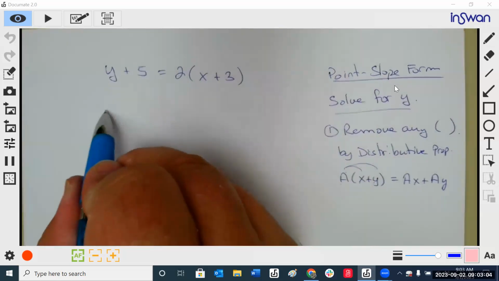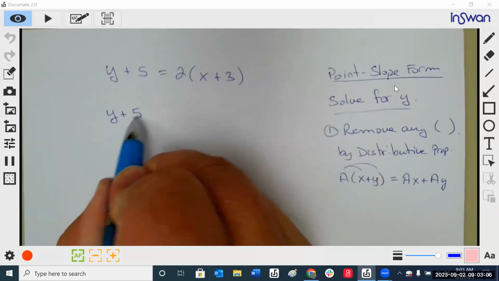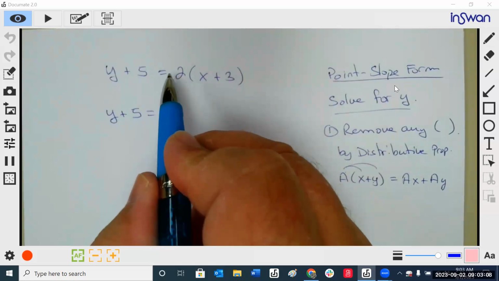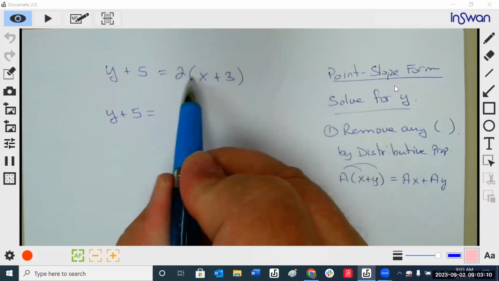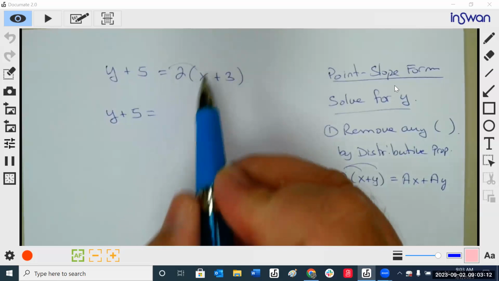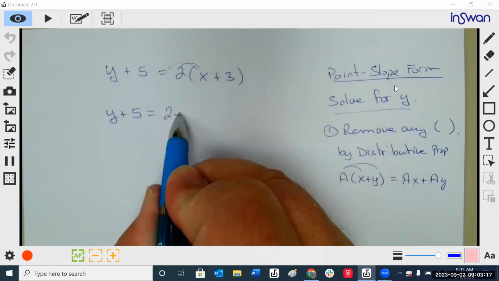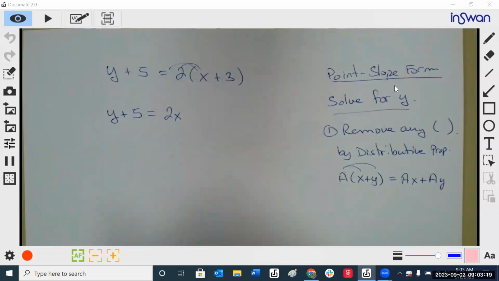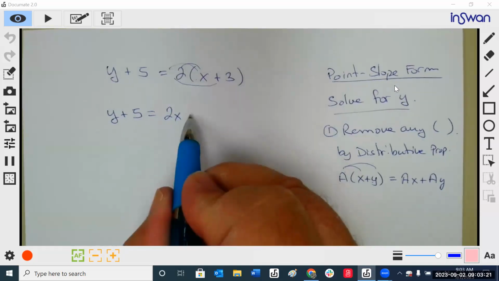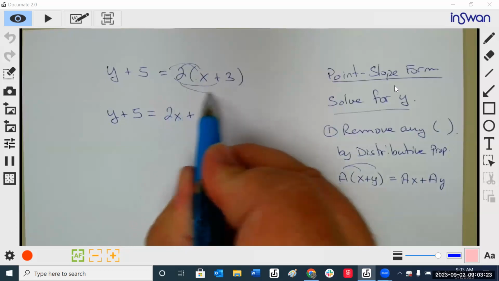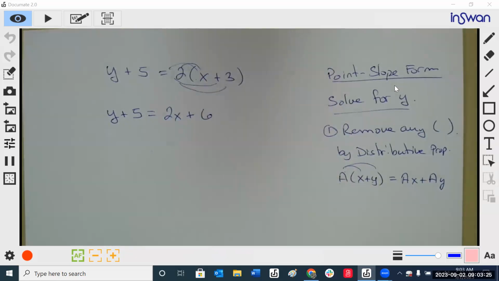So in our case, again, treat the signs and numbers separately. Positive times positive is positive. 2 times x is 2x. Positive times positive is positive. 2 times 3 is 6.